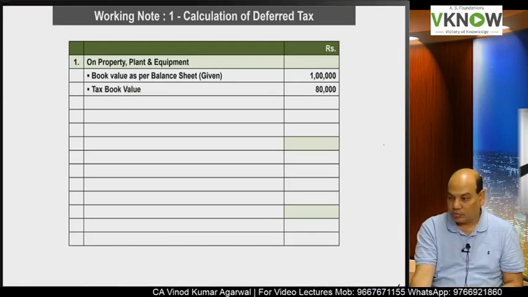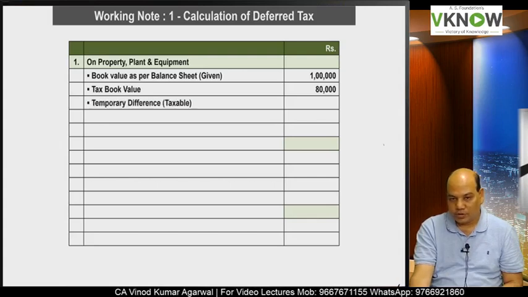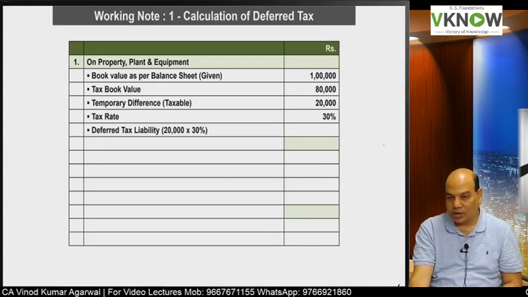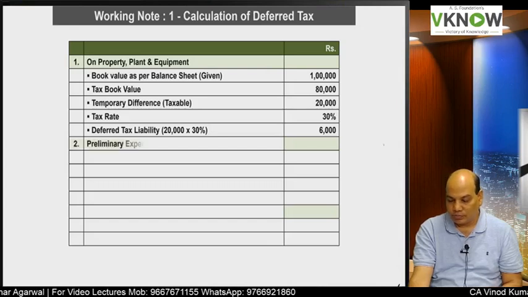Tax book value 80, temporary difference. This is called a taxable temporary difference because it will be taxed in future. The difference will be taxed in future. So the tax rate is 30% and the deferred tax liability will be 6,000. This they have already done, no problem.